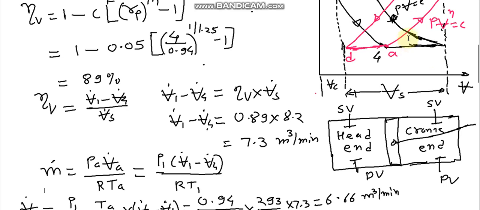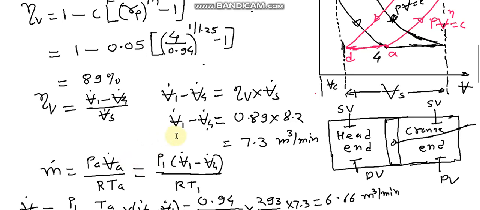Actual that is V1 minus V4. The actual volume of air taken inside the cylinder is V1 minus V4 divided by swept volume. So we can find out V1 minus V4 is volumetric efficiency into V dot S. Volumetric efficiency is 0.89, V dot S calculated 8.2, so we get 7.3 meter cube per minute. Now from that we can find out V dot A.